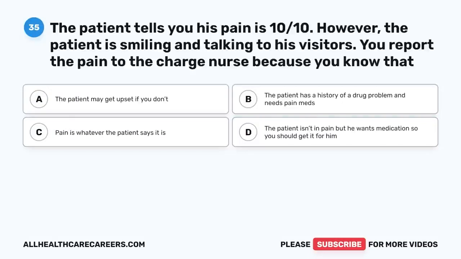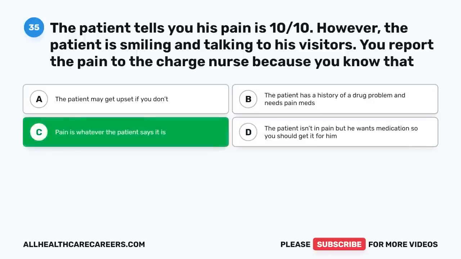Question 35. The patient tells you his pain is 10 out of 10. However, the patient is smiling and talking to his visitors. You report the pain to the charge nurse because you know that A. The patient may get upset if you don't. B. The patient has a history of drug problem and needs pain meds. C. Pain is whatever the patient says it is. D. The patient isn't in pain, but he wants medication, so you should get it for him. The correct answer is C.